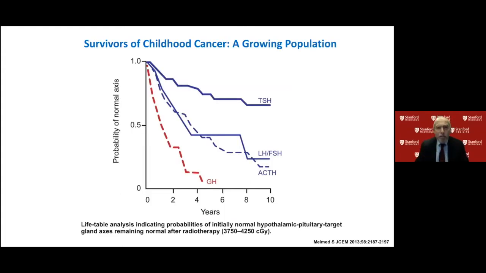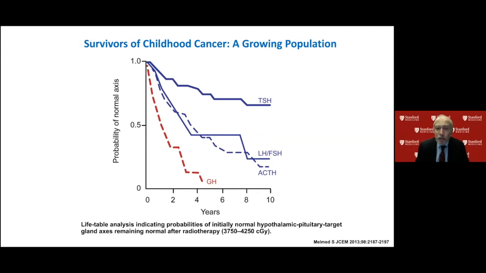Another population that we have to take into account is survivors of childhood cancer. And this is becoming a growing population. This is a slide showing people who've gotten radiation therapy that includes the pituitary gland. And as you can see, within a couple of years, a majority of these individuals become growth hormone deficient. And if we follow them out for longer periods of time, we see other pituitary hormone deficiencies that also occur.